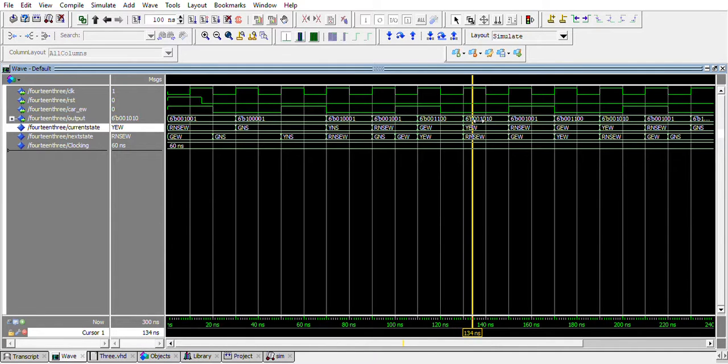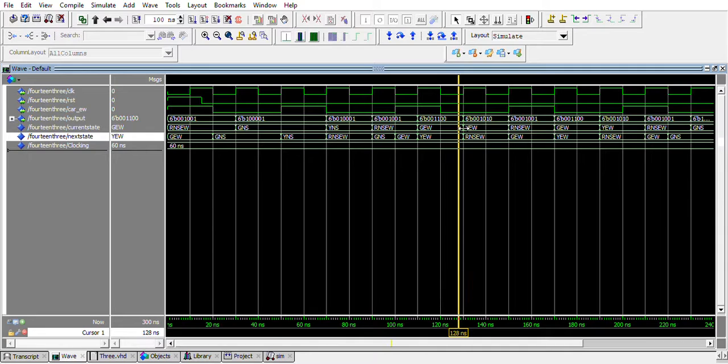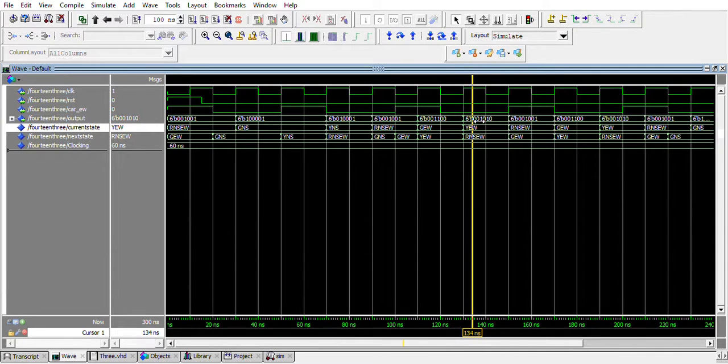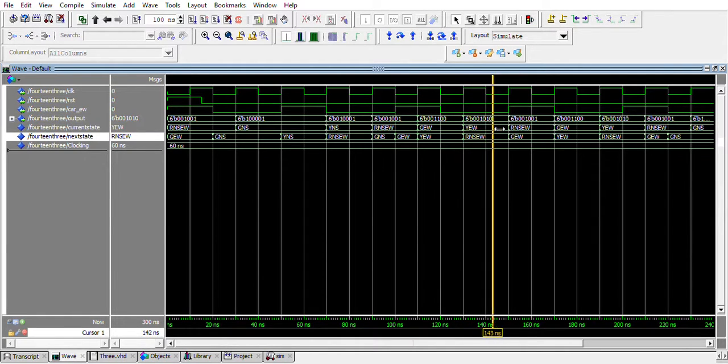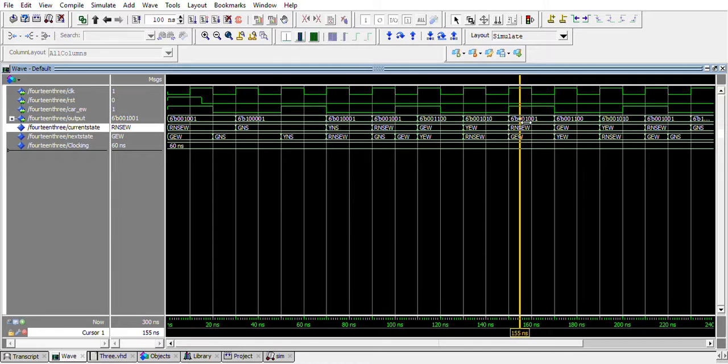From green, east, west, it would have stayed green if a car was detected, but since there was no car detected, it transitions into the yellow, east, west. Once yellow, east, west is in that state, it doesn't matter if there's a car detected or not, it transitions back into the red, north, south, east, west.